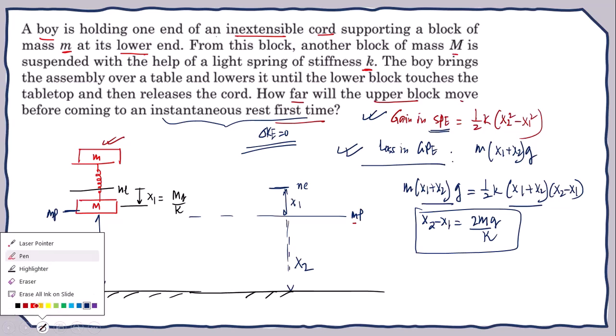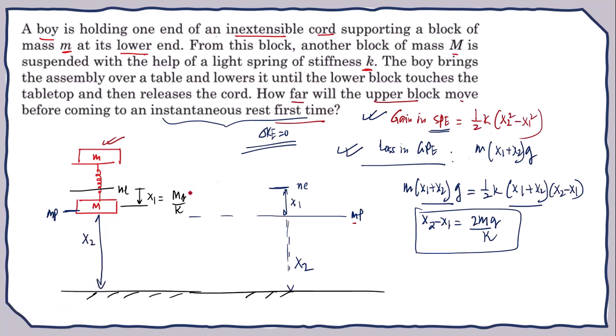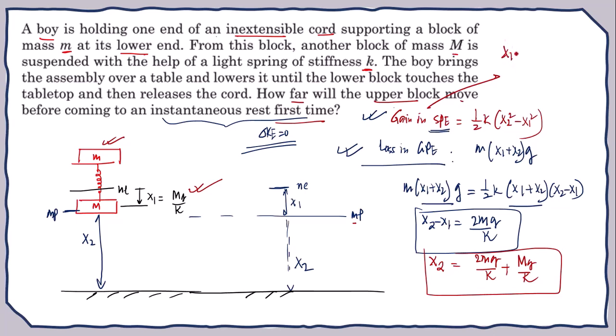Once I get the value of x2 minus x1 and I already know the x1 number, finally x2 should be 2 times small mg by k plus x1, that is capital Mg by k. Now you are asked to calculate the total displacement of the upper block. What is the displacement of the upper block? The upper block is displaced by a distance of x1 plus x2. So your answer should be x1 plus x2.